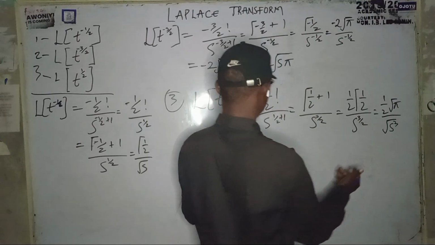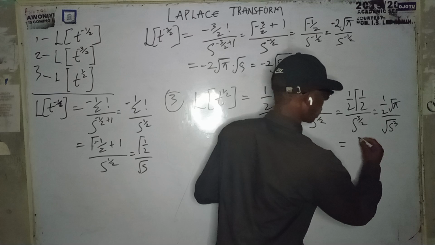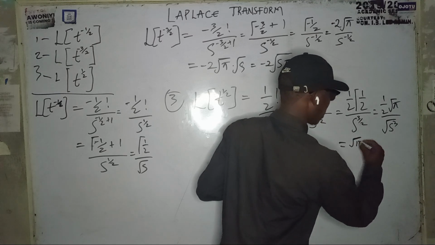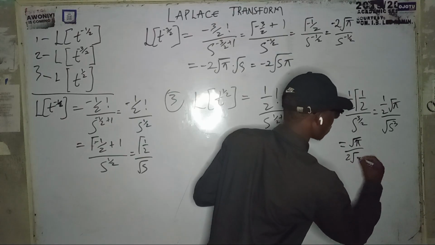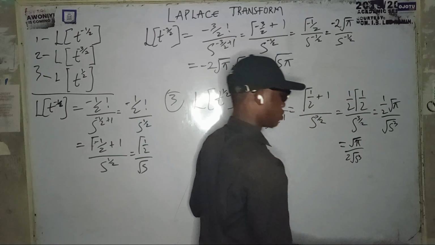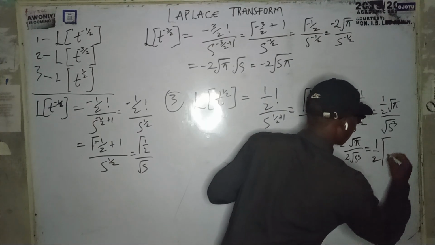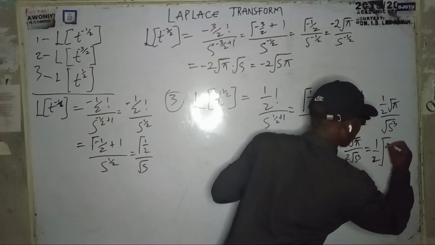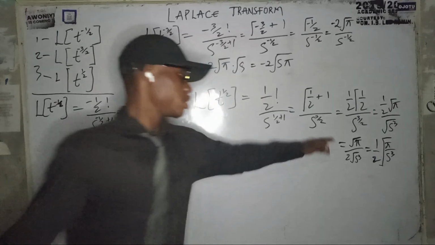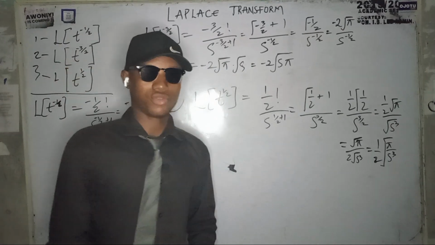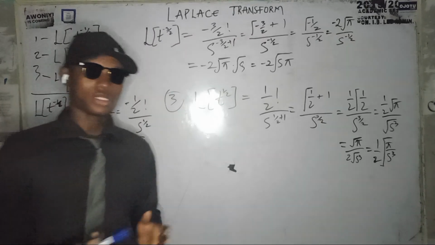And I can express it in better ways, as this is equal to square root of pi over 2 times square root of s cubed. Or you can express it as 1 over 2 times the square root of pi over s cubed. In any way that you want to express it, we are going to get your answer. So that is how you do the Laplace transform of t raised to power any fraction.